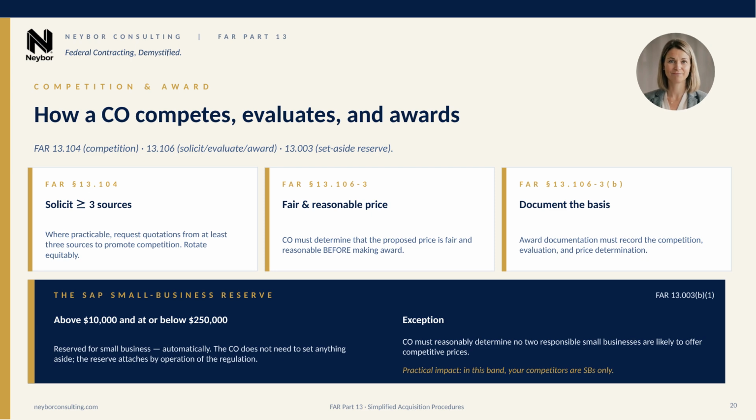Bottom of the slide, the small business reserve. Above the micro-purchase threshold and at or below the simplified acquisition threshold, every buy is reserved for small business automatically under 13.003(b)(1). The contracting officer can step outside that reserve only if there is no reasonable expectation of getting competitive offers from at least 2 responsible small businesses. The practical impact for you as a small business owner is enormous. In this band, your competitors are other small businesses, not the giants.